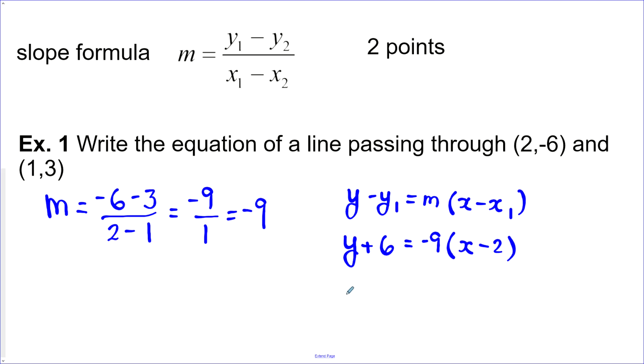We could do it using the other point. There's no reason why we had to use this point. So let's try it using this 1, 3 point. Y minus 3 equals negative 9, x minus 1, and although these two equations look different, they actually represent the same line.